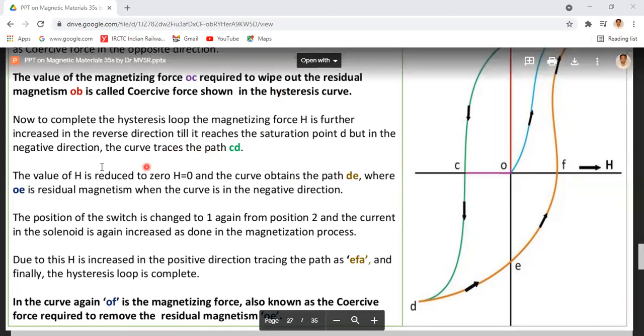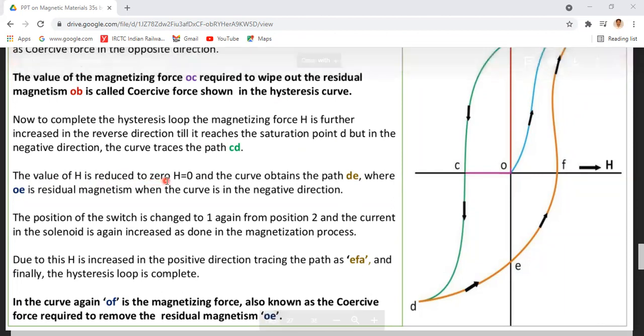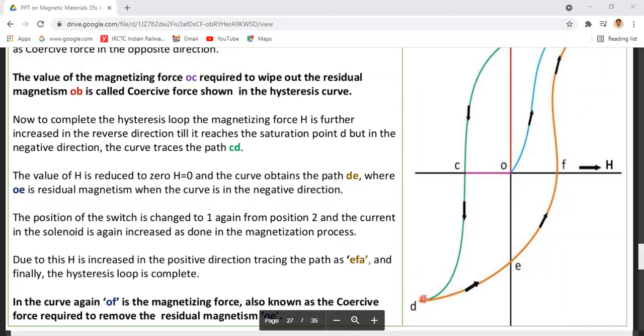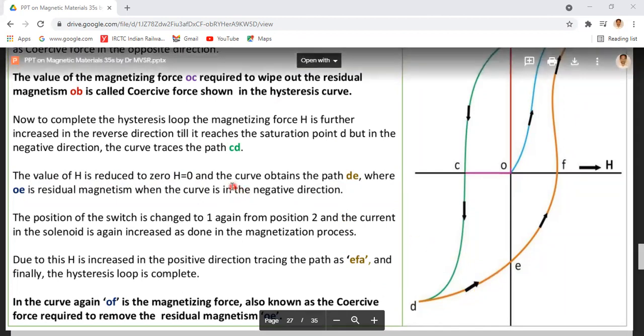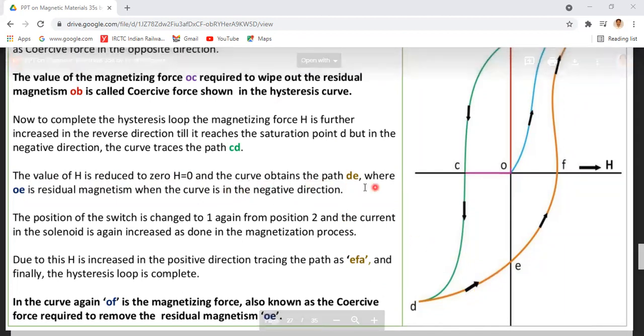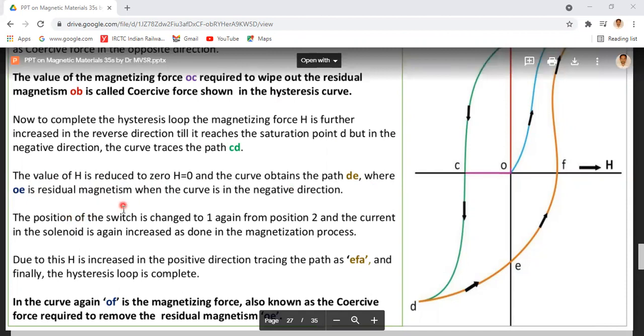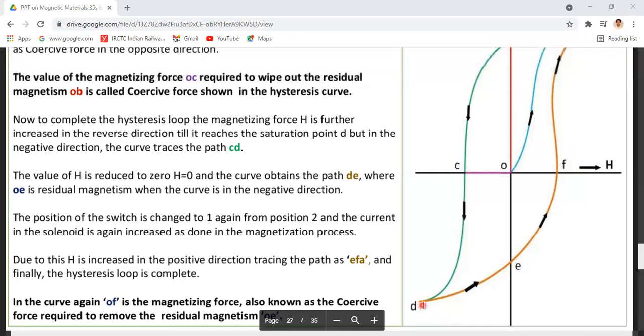Next, the value of H is reduced to 0. Okay, H is equal to 0, and the curve obtains the path D. Again, as we increase from the negative direction to 0, it follows the path DE, where OE is the residual magnetism. Even though the field is increased from this negative value to zero, it follows the path DE.